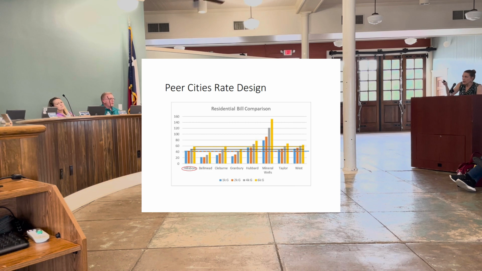Similarly, let's look at Cleburne and West. They're bringing in about the same amount of revenue that we're bringing in. And West has a similar breakdown to ours. But Cleburne, they're bringing in the same amount of revenue, but look how much less their residential customers are paying, because their base bill is lower and their incremental rate is higher.